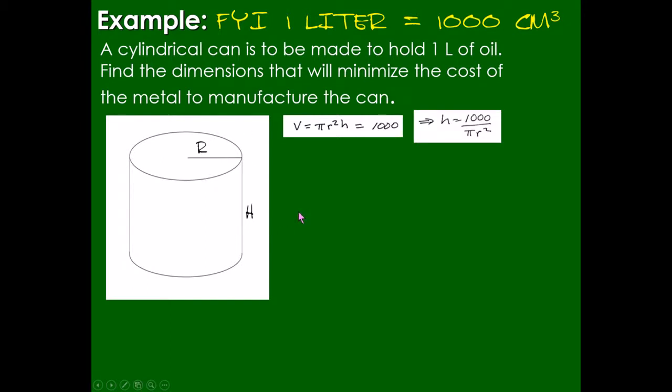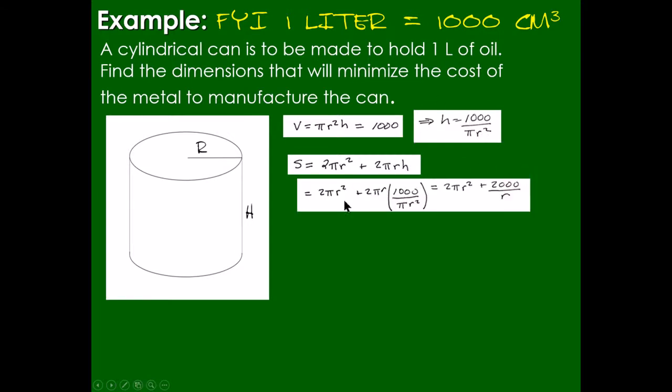So the surface area of my can is 2 pi r squared for the top and the bottom, and then 2 pi r h for the sides. Let's see, now we've solved for h. h is 1,000 over pi r squared. I'm going to plug that in for h, and I get a mess. I get 2 pi r squared plus 2 pi r times, that gross, 1,000 over pi r squared.